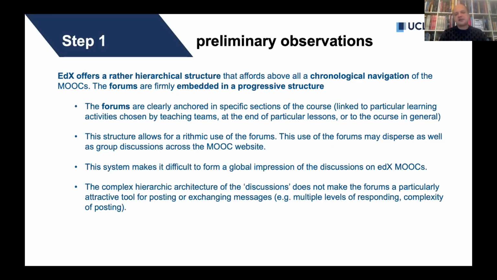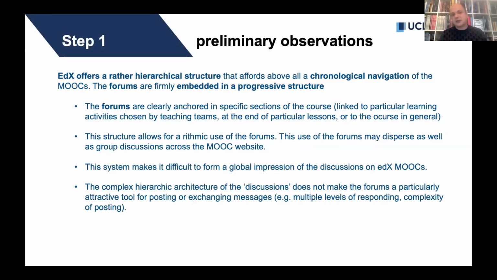Also the forums themselves, if you take a look at where they occur, they're clearly anchored to specific sections of the course. For instance, they're linked to particular learning activities chosen by the teaching teams, who may, for instance, invite the students to reflect on a particular question, such as, in a course on negotiation, they will ask, okay, what does negotiation mean to you, in order to trigger reflections on this concept, basically, and in order to trigger discourses on this notion.